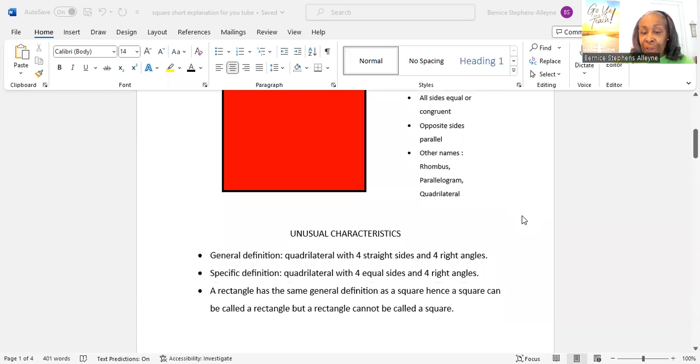The general definition is a quadrilateral with 4 straight sides and 4 right angles. The specific definition: quadrilateral with 4 equal sides and 4 right angles. Now, a rectangle has the same general definition, 4 straight sides and 4 right angles. Hence, a square can be called a rectangle, but a rectangle cannot be called a square.